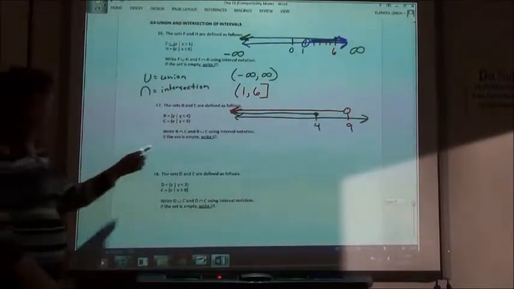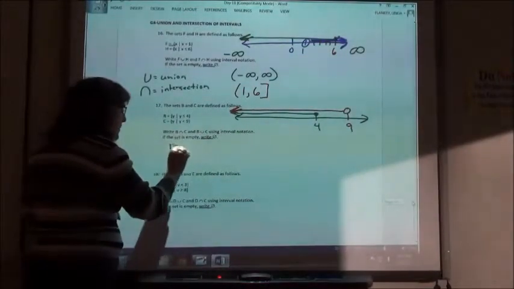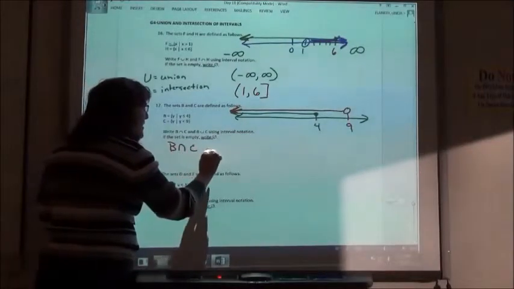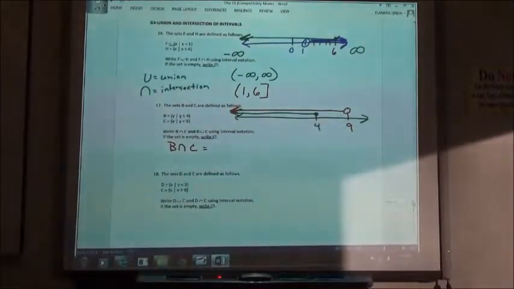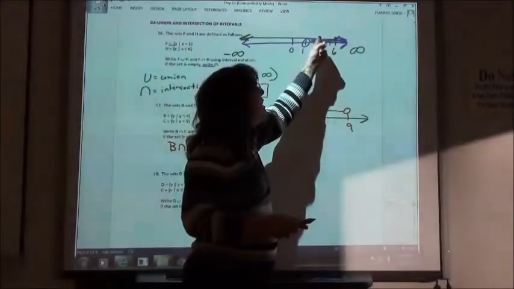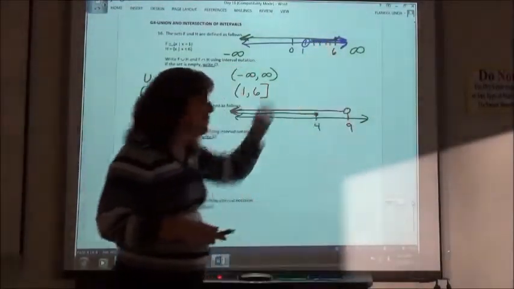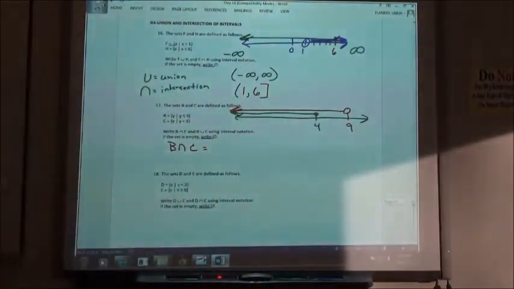This time they want you to do the intersection first. B intersection C. I think the intersection's easier to see anyway. When you're doing the intersection, you want to see where they overlap each other. Like up here, where we had both the green and the blue, they were overlapping here in the middle. So I want to look at my number line to figure out where do those two lines overlap each other, from where to where.